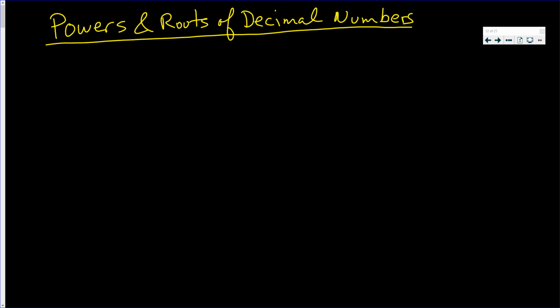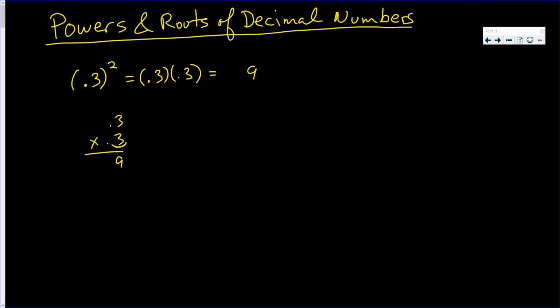This section is powers and roots of decimal numbers. Suppose you were asked to calculate 0.3 squared. Well, that equals 0.3 times 0.3. And 3 times 3 is 9. Now, you can write it this way. 3 times 3 is 9.